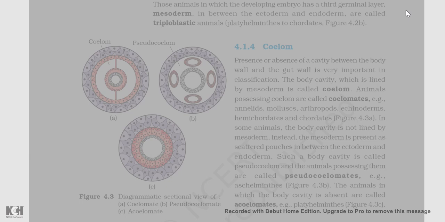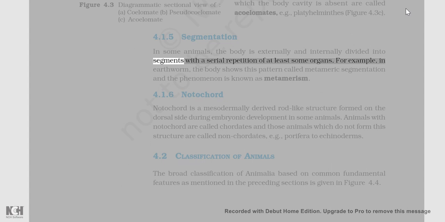4.1.5 Segmentation. In some animals, the body is externally and internally divided into segments with a serial repetition of at least some organs. For example, in earthworm, the body shows this pattern called metameric segmentation, and the phenomenon is known as metamerism.